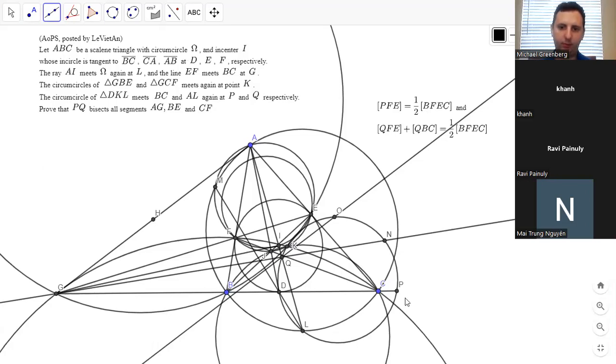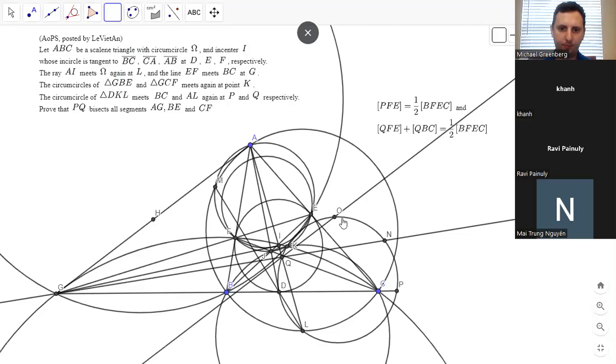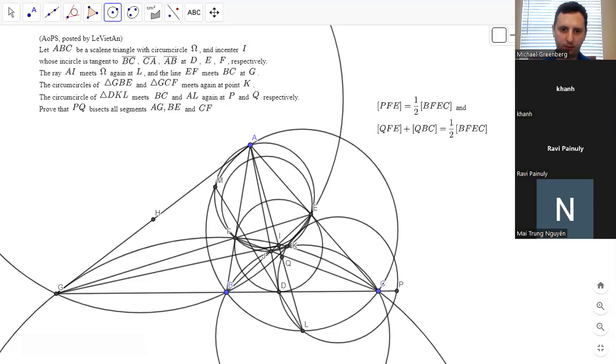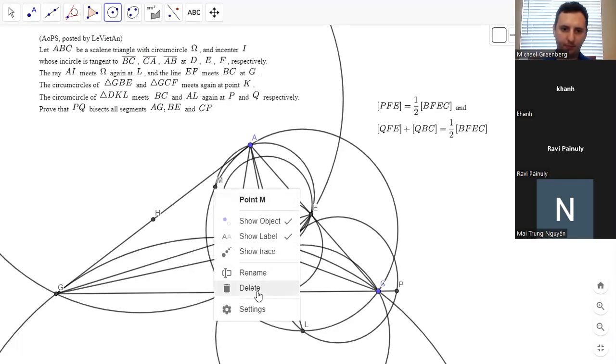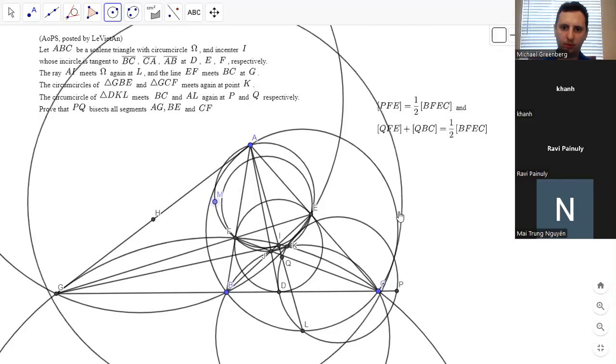Or we could try projecting through P instead. Is OD equal to OP? Let's see. No. Yeah, let me erase some of these points for the time being. I'm gonna get rid of point M. I don't think it's very useful. Oops. Sorry.